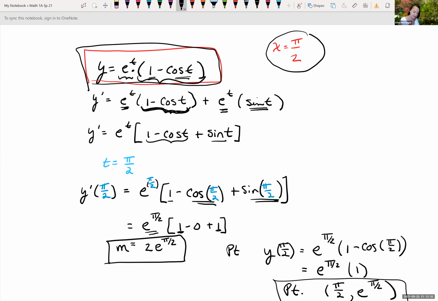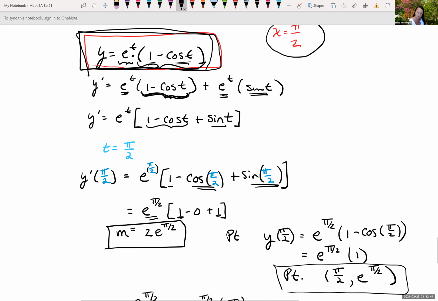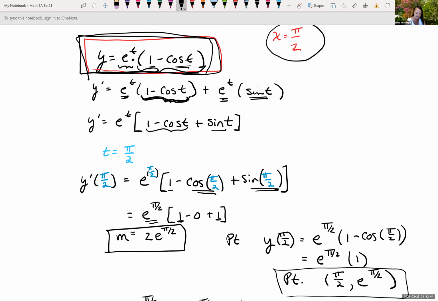So now we had to find a point on that tangent line. So we used our original function and we plugged in pi halves wherever we saw a t. And so doing that, we get e to the pi halves all times 1 minus cosine of pi halves. Cosine of pi halves again is 0. And so 1 minus 0 is this 1 here. And we now have a point at pi halves comma e to the pi halves. So knowing a point and knowing the slope, we can find the equation of the tangent line.